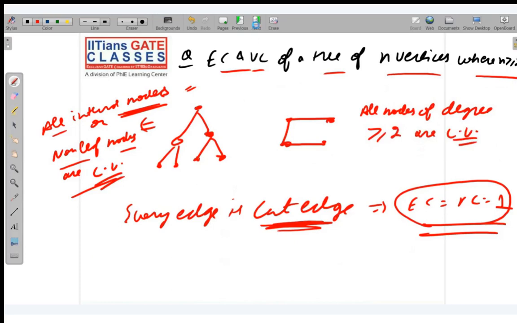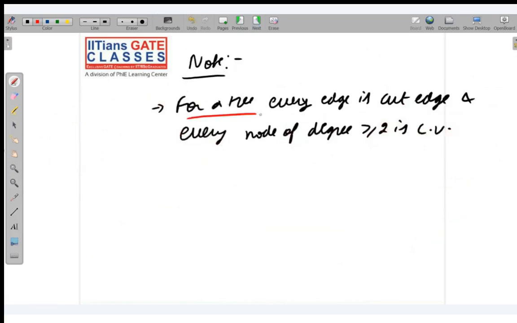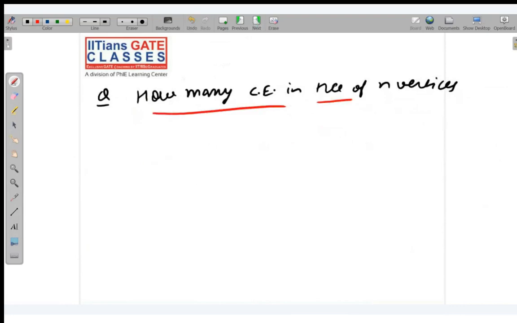Next. So for a tree, every edge is a cut edge and every node of degree greater than or equal to 2 is a cut vertex. I have told you this already. I'm jumping to the next slide. How many cut edges in a tree of n vertices? N minus 1. So simple. Let me jump to the next slide.